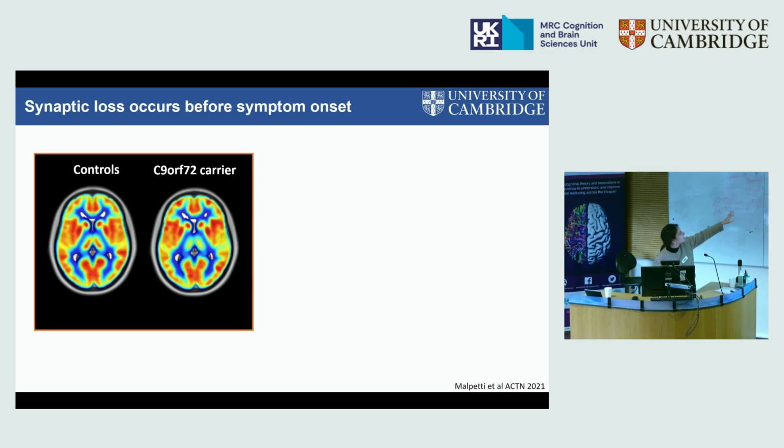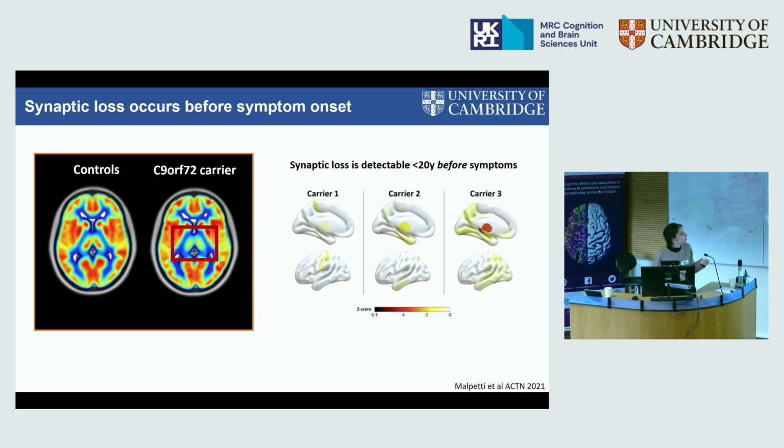As you can see, in this carrier, the brain looks quite healthy, like a control. However, if you focus on the thalamus, you see that there is a lower signal in the thalamus. And we identified this systematically across three different carriers, being able to identify synaptic loss even 20 years before the estimated years of symptom onset.